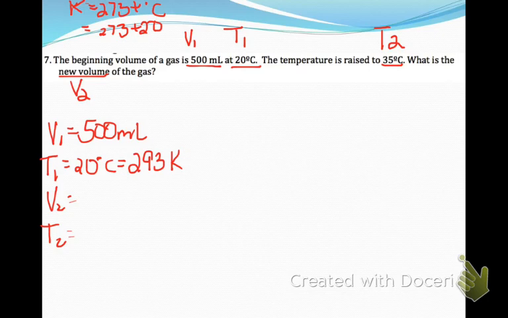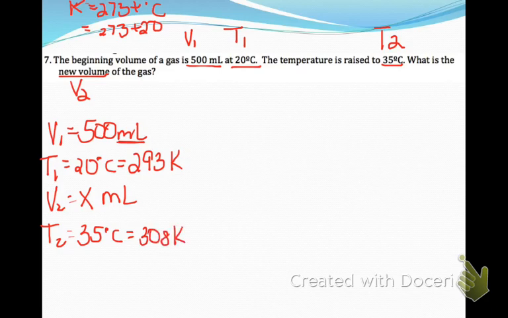Your V2 is your unknown, that's your X. I'm going to make sure it's still in the same unit as my initial volume, so that's going to be in milliliters. And then your T2, that's 35 degrees Celsius, so add 273 to it. We should get 308.